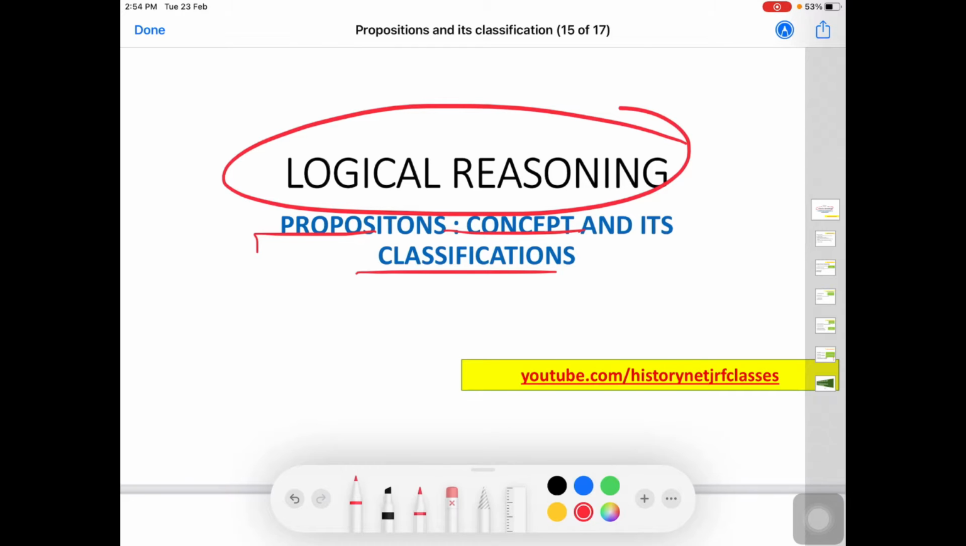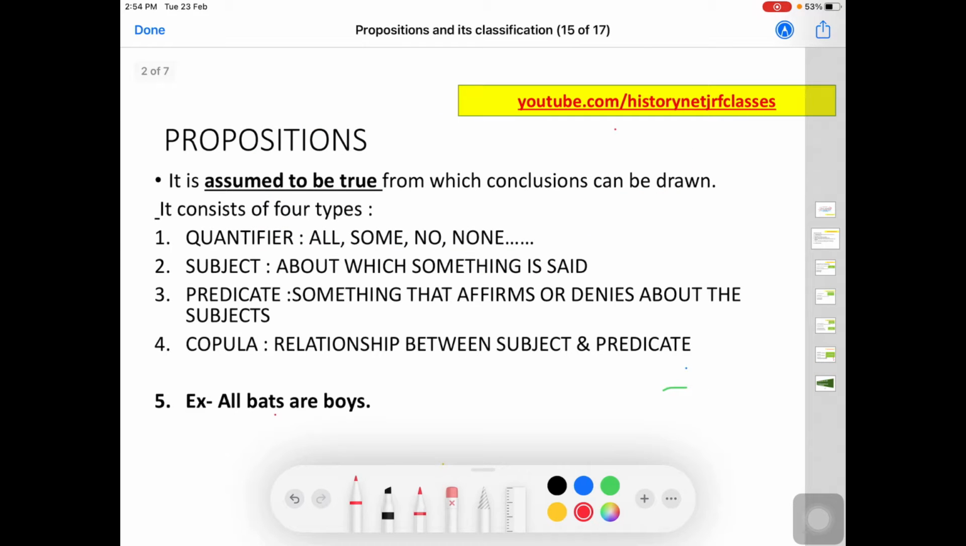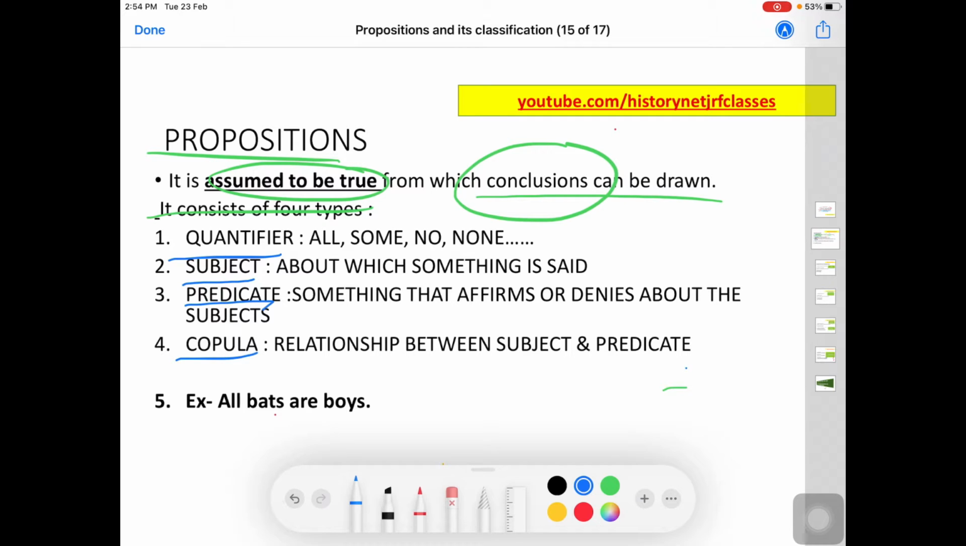What is proposition? The very first question. Proposition is something that is assumed to be true. It's an assumption. It's not true in the actual sense, but it is assumed to be true, and from that assumption we draw a conclusion, right? It consists of four parts. The first one is quantifier, then subject, then predicate, then copula. We will understand all these four with the help of examples.